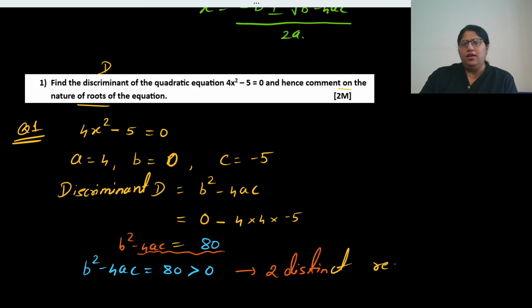Distinct real roots, right? So what is the nature of roots here? The nature of roots is two distinct real roots.